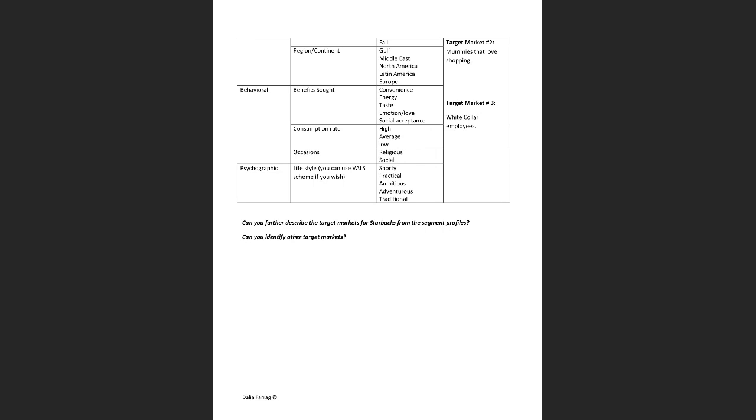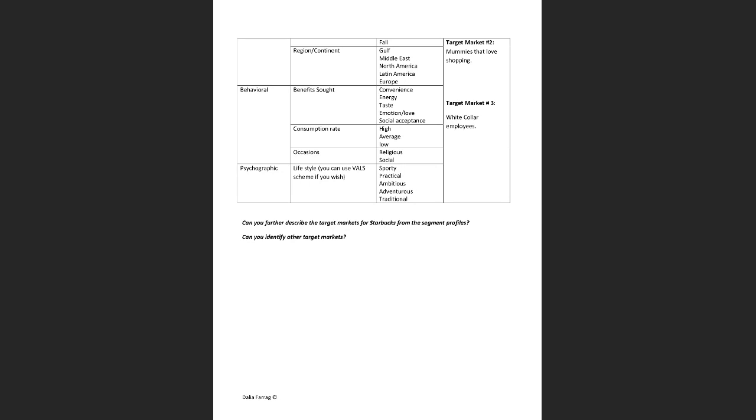The last one, psychographic segmentation, is one of the very important ones. You can use the VALS scheme if you want, with achievers or actualizers, but you can also just use normal segmenting using lifestyle. For example, people who are sporty and healthy, looking for healthy options, people who are practical, who just want something on the go, coffee on the go.